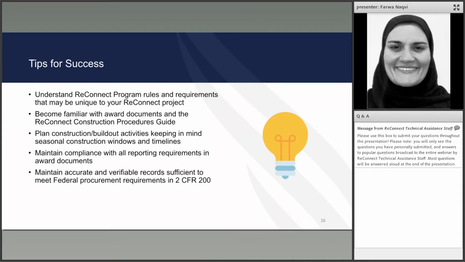And here are some tips for success. Please understand the ReConnect program rules and requirements that may be unique to your ReConnect project. Become familiar with award documents, especially the ReConnect Construction Procedures Guide. Plan construction build-out activities, keeping in mind seasonal construction windows and timelines. And this one is very important: please maintain compliance with all reporting requirements in award documents. Maintain accurate and verifiable records sufficient to meet federal procurement requirements in 2 CFR 200.